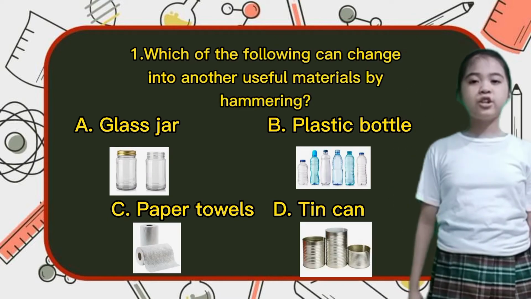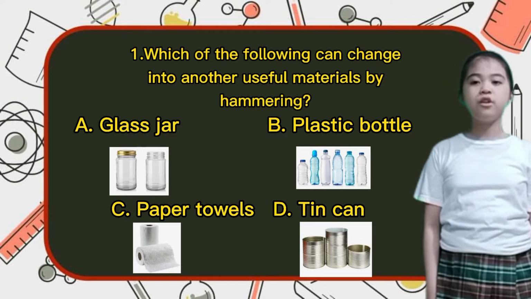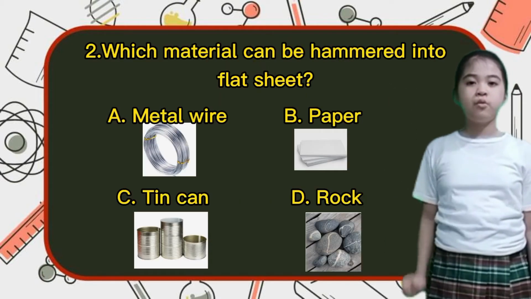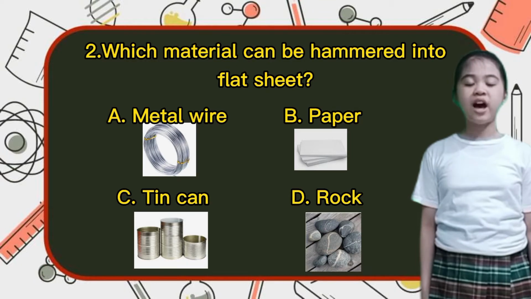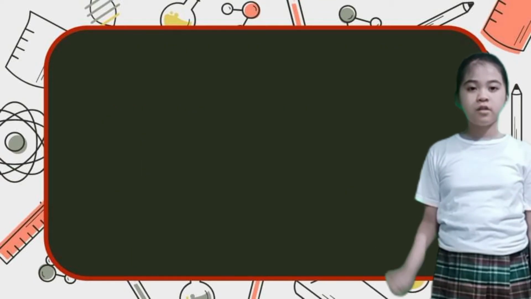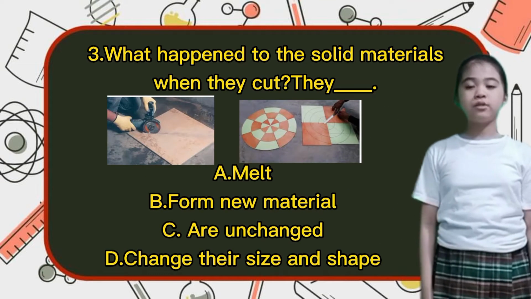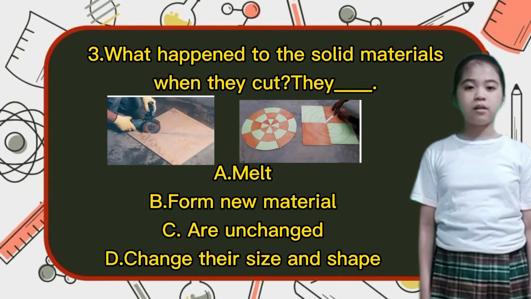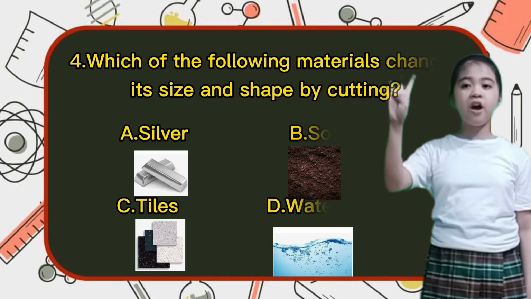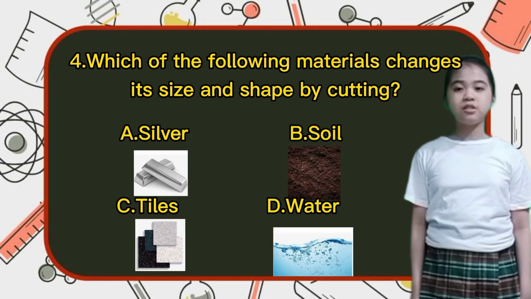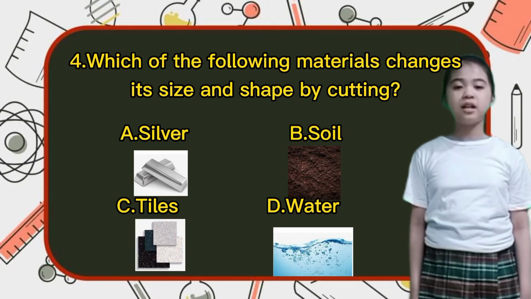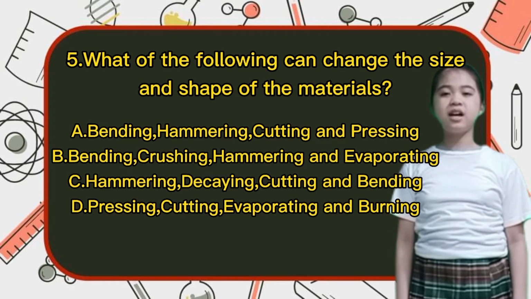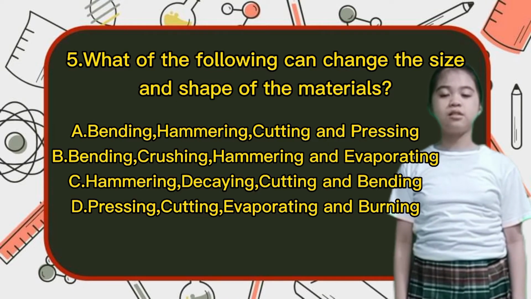Number 1. Which of the following can change into another useful material by hammering? Number 2. Which material can be hammered into flat sheet? Number 3. What happened to the solid materials when they are cut? They blank. Number 4. Which of the following materials changes its size and shape by cutting? Number 5. Which of the following can change the size and shape of the materials?